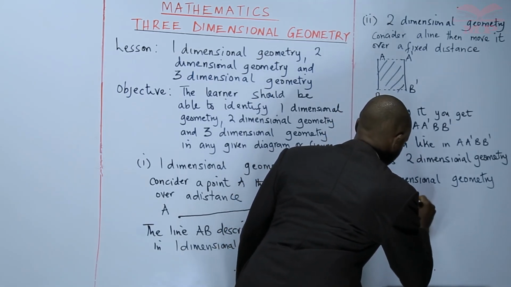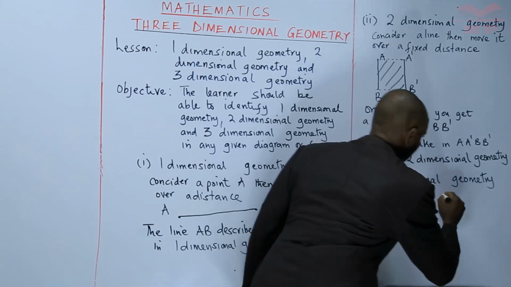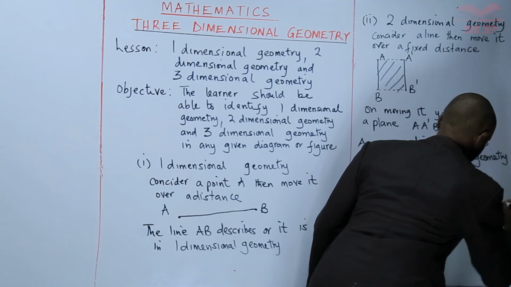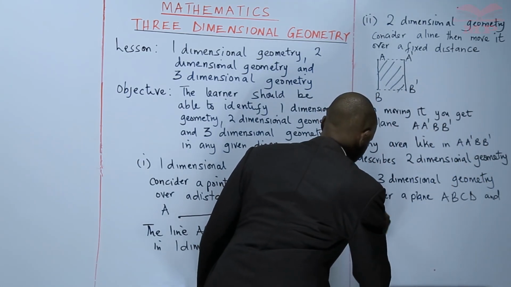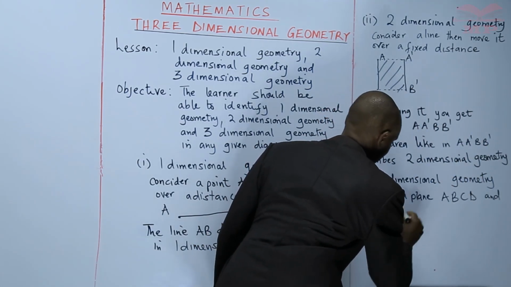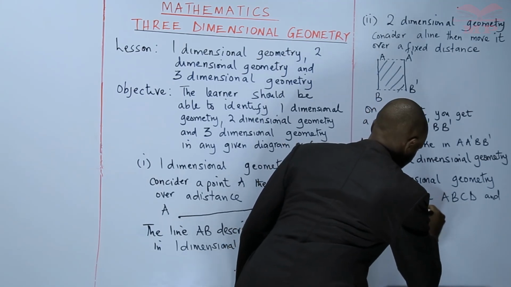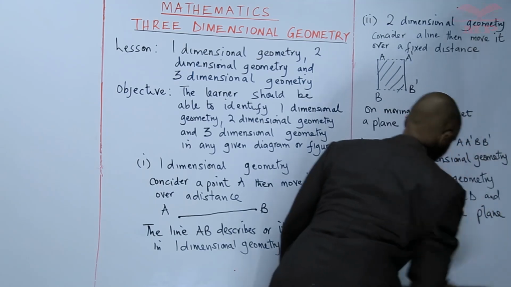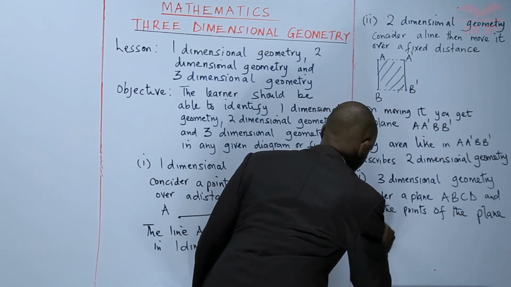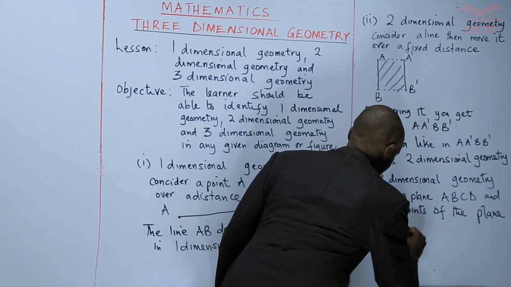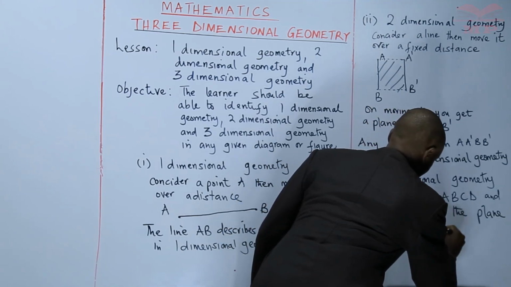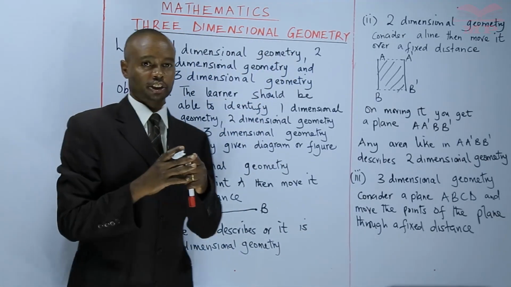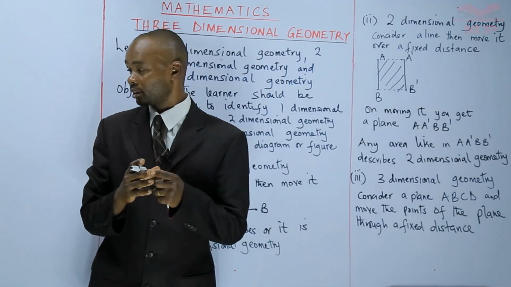a plane A, B, C, D, and move the points of the plane through a fixed distance. Move the points through a fixed distance. We want to understand what will happen.